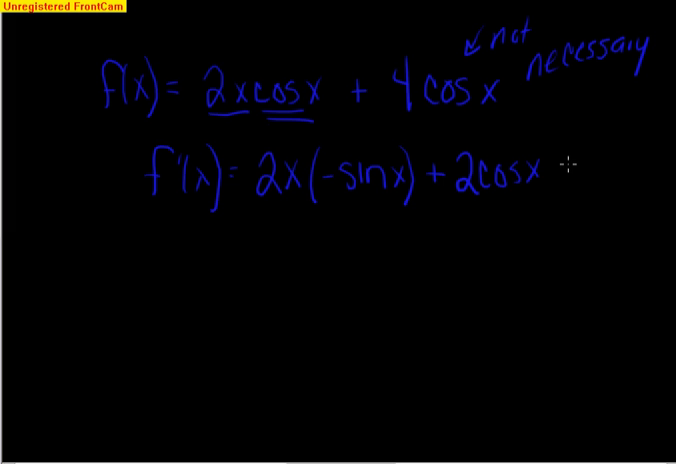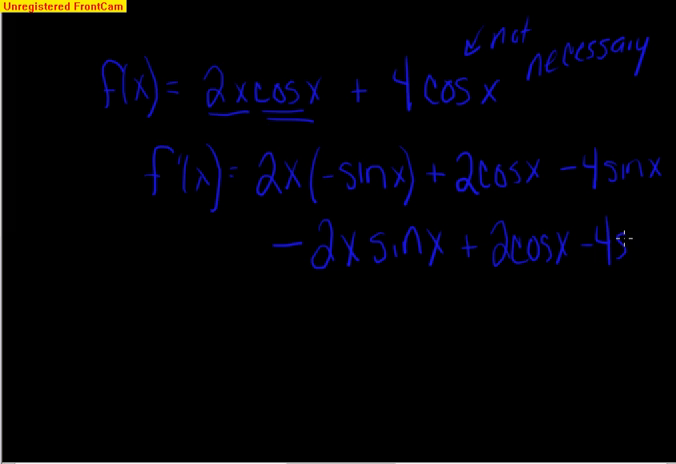Then over here, I can just take the derivative of 4 cosine x. It is just the derivative of cosine x, which is negative sine of x, and the 4 stays in front. So I'll leave myself room to put that there. Now again, I don't like the look of this because this looks a little bit like subtraction. So I'm going to bring that negative in front. So we have negative 2x sine x plus 2 cosine x minus 4 sine x. So that is your product rule.